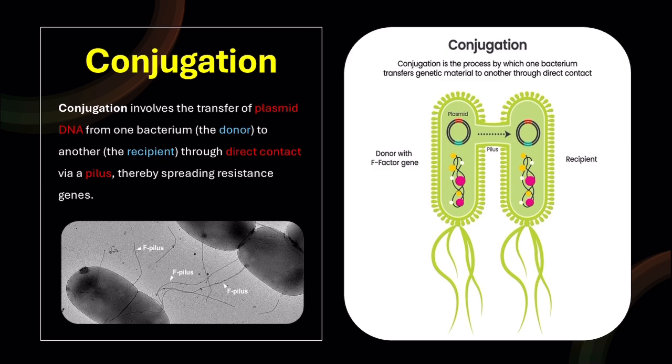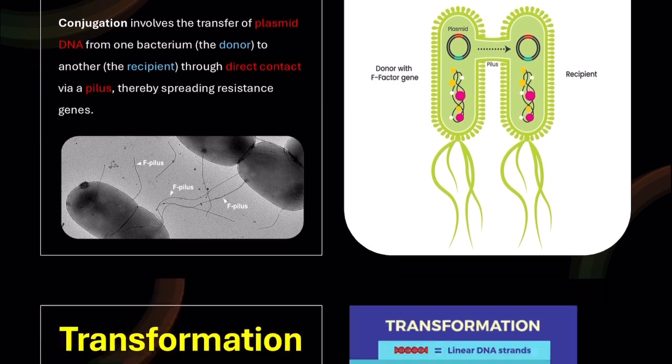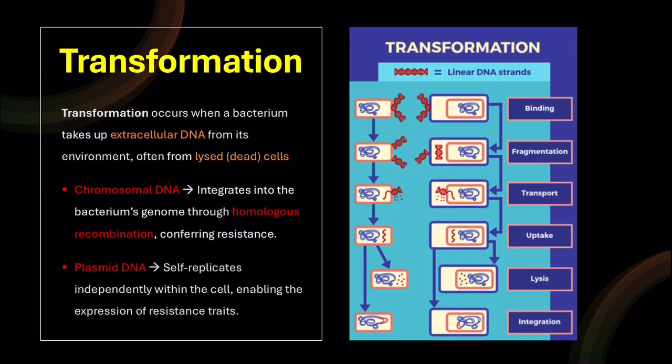Conjugation involves the transfer of plasmid DNA, small circular DNA molecules, from one bacterium, the donor, to another, the recipient, through direct contact via a pilus, thereby spreading resistance. Transformation occurs when a bacterium takes up extracellular DNA from its environment, often from dead cells.